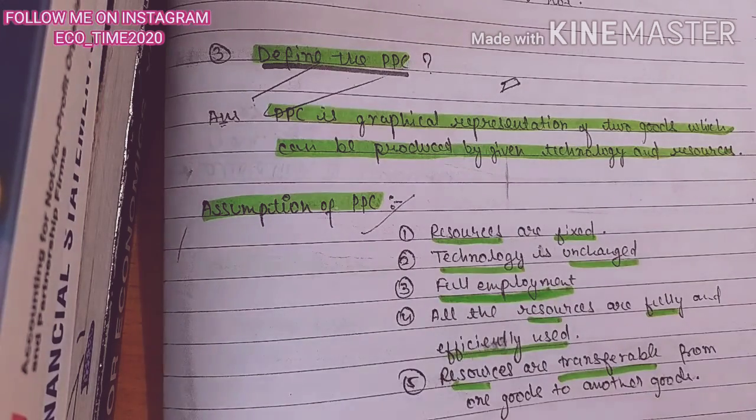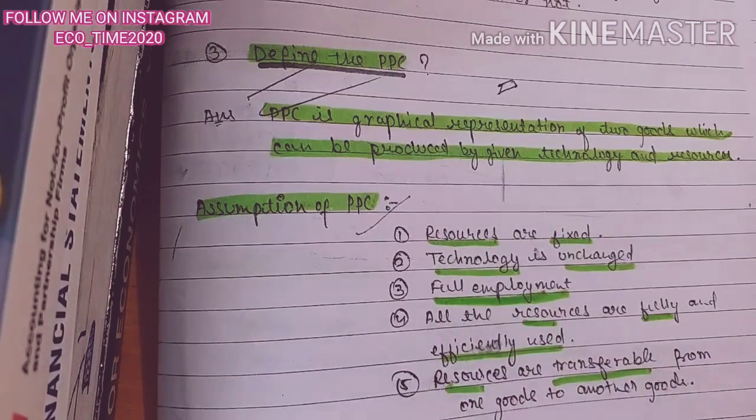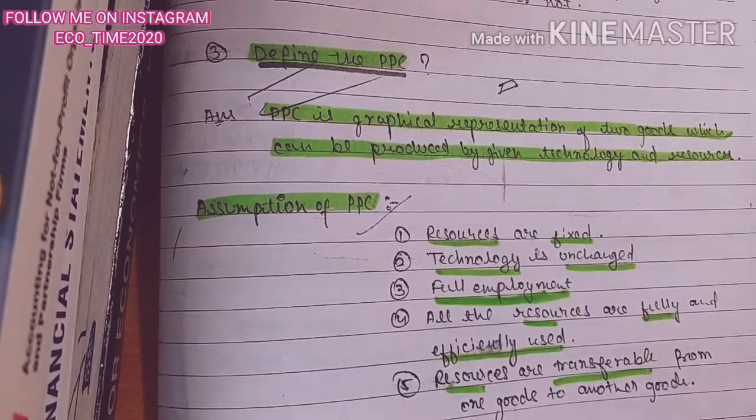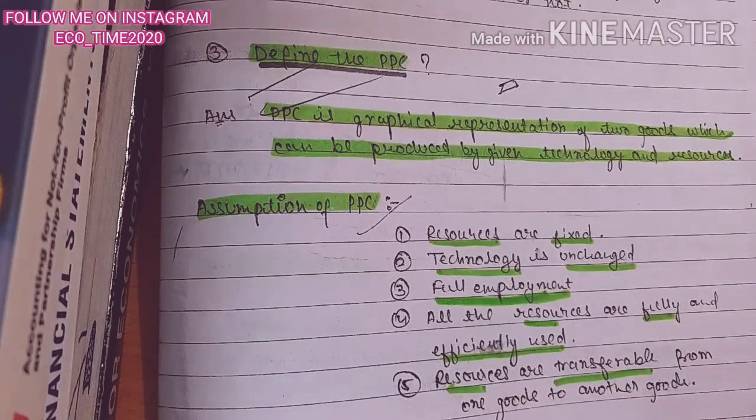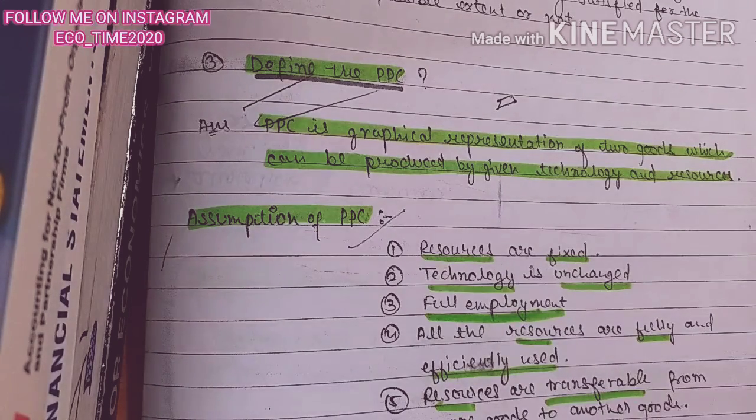Let's get started with the most important one, and if you understand this concept, you will earn full marks in this question, I guarantee you. So you have to learn the full question with full concentration. Define PPC. PPC is a graphical representation of two goods which can be produced by given technology and resources.